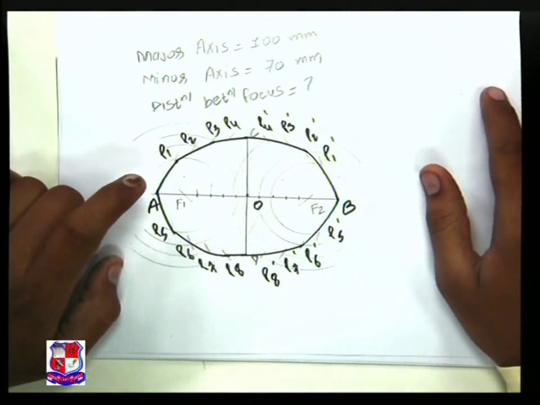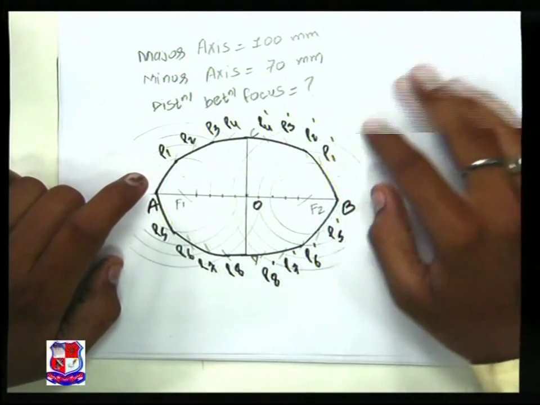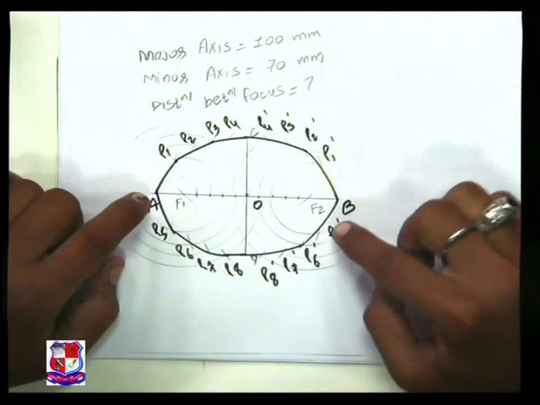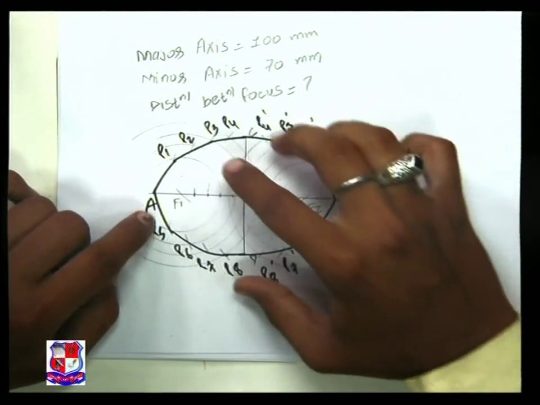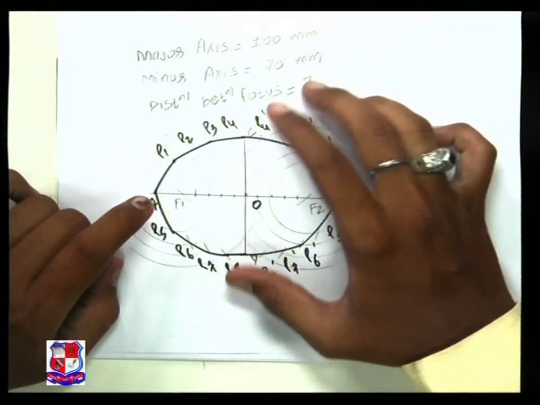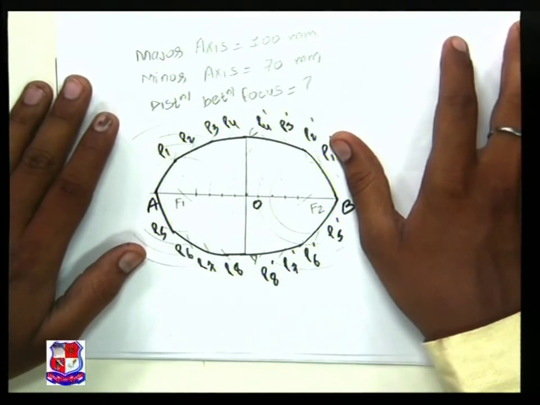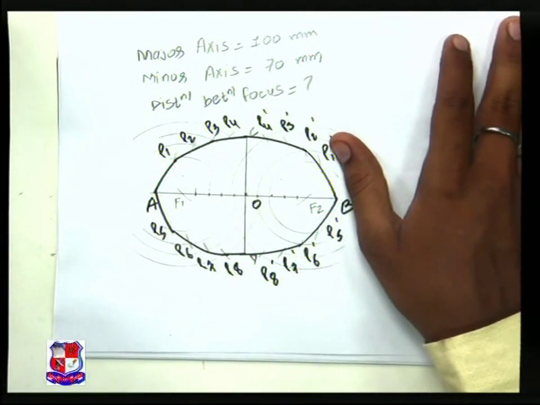At the joint curve, we will find that we have obtained an ellipse which has a major axis of 100 mm and a minor axis of 70 mm. So this is how we can draw an ellipse using the arc of circle method.